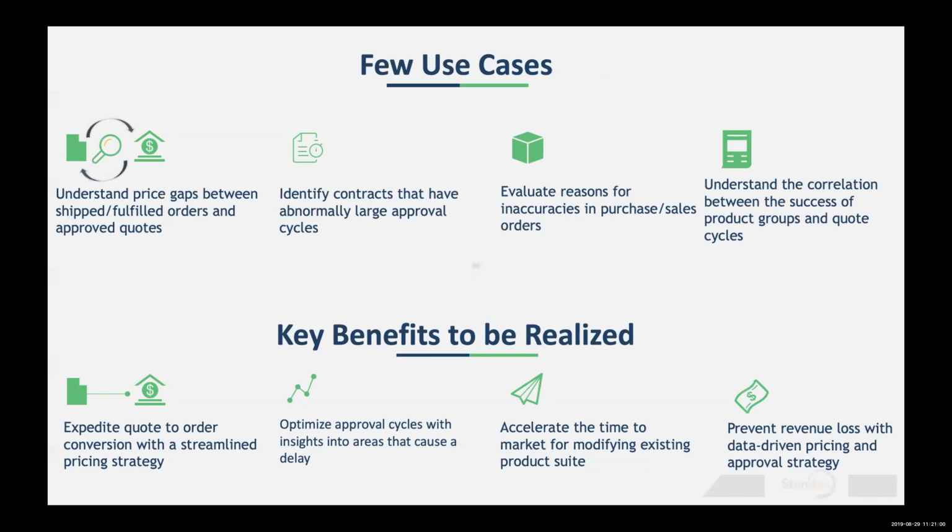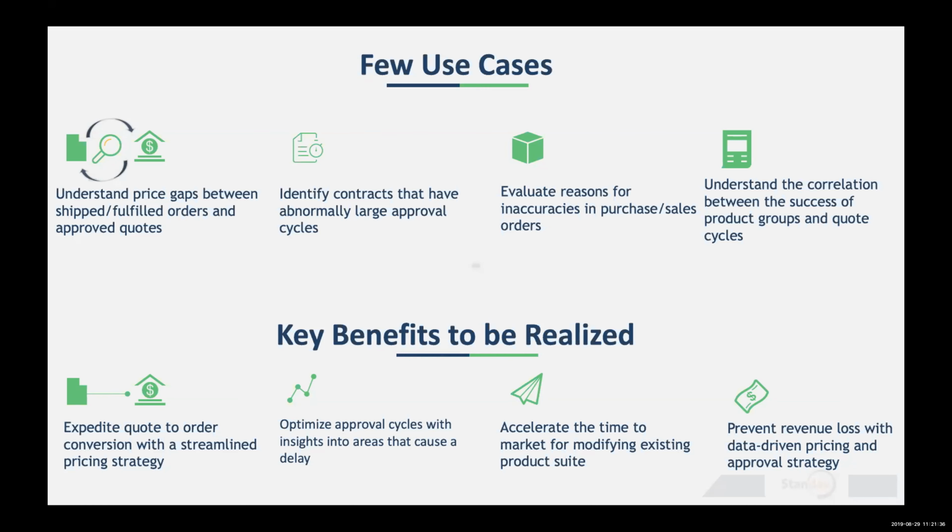So a few business cases would be: what are the gaps in your pricing? Are the orders all fulfilled or not? What is the status of your quote, right? Identify contracts that have large cycles because of approvals or many other reasons. You can also see the reasons for inaccurate purchase orders or sales orders, where there could be a pricing mistake, or the item itself is wrong on some of these orders, or whatever the reason could be, right?